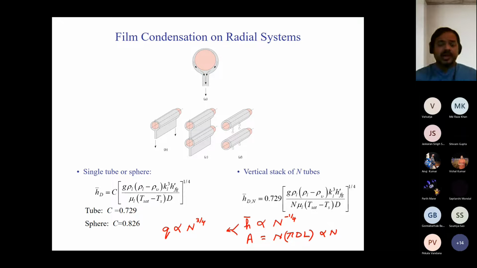Okay, what I'm trying to say is, if you add one tube, you are not going to double. Okay, if you had condensation of one cylinder and now you add a second cylinder, your heat transfer will not get doubled, but it will increase at a rate of N to the power 3/4, not N alone. Because while your area goes up linearly with number of cylinders, the heat transfer coefficient goes down as a factor of 1/4.